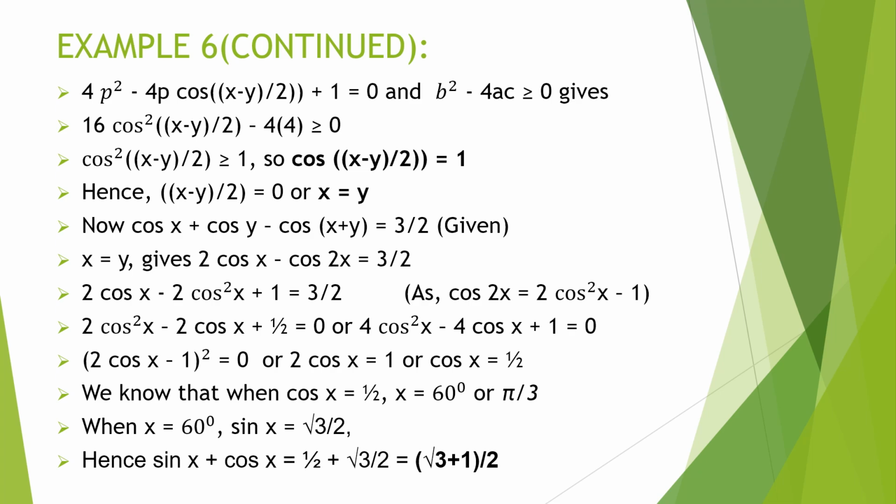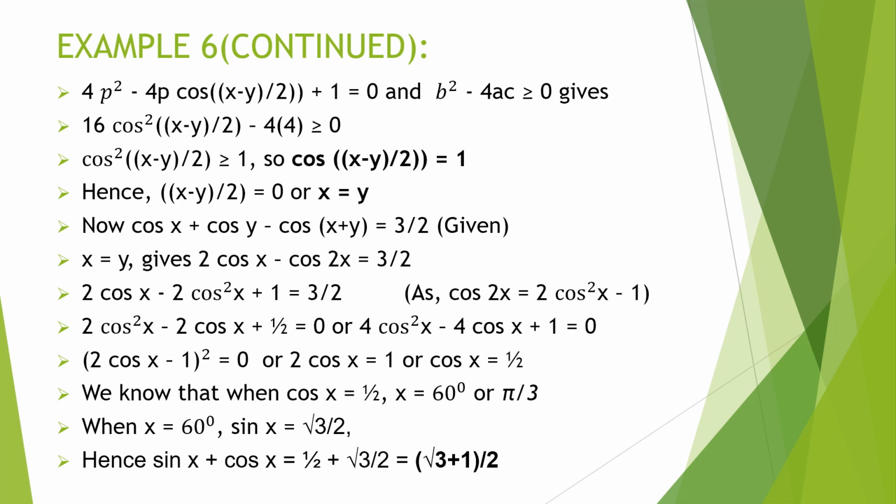So now what we do is, cos x plus cos y minus cos(x+y) equal to 3/2. This is given to us. In this equation we put x equal to y. So what we get is 2 cos x minus cos 2x is equal to 3/2. But cos 2x is 2 cos²x minus 1, so now we get the whole equation in terms of cos x. What is the equation? 4 cos²x minus 4 cos x plus 1 equal to 0. And this is (2 cos x minus 1) whole square, which is equal to 0, or 2 cos x equal to 1, which gives cos x equal to half.